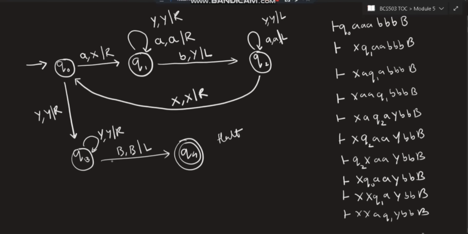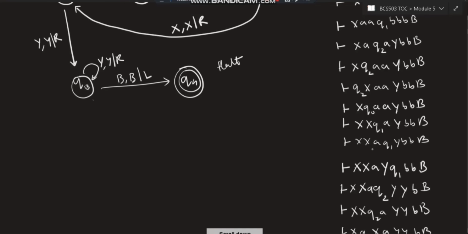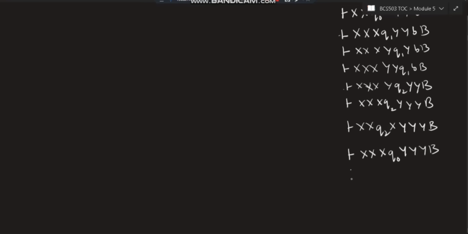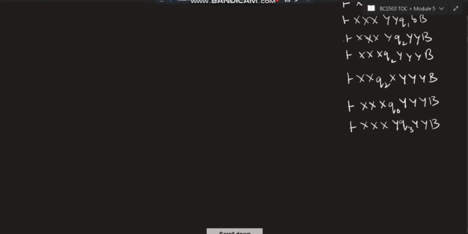Okay. Now Q3 on Y, what is it? It should remain the same and move to the right. Q3 Y B. Now again it remains the same. X X X Y Y Y Q3 B. When Q3 encounters a blank space, what should happen? Q3 on a blank space, move left or right, whatever it is, and halt.